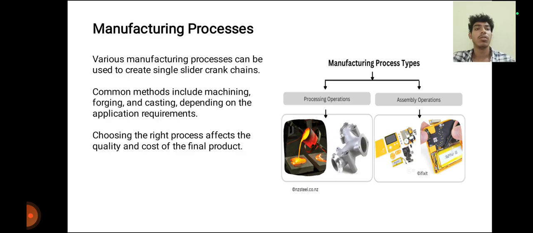Manufacturing process. Various manufacturing processes can be used to create single slider crank chains. Common methods include machining, forging, and casting, depending on the application. Choosing the right process affects the quality and the cost of the final product. We are observing this figure. Manufacturing process types: processing operation, assembling operation.